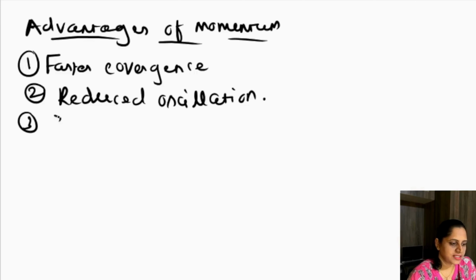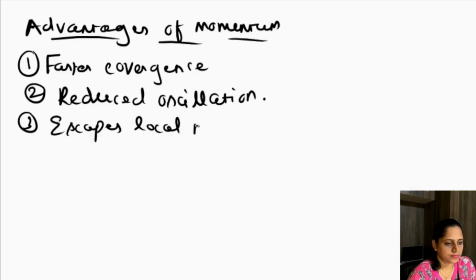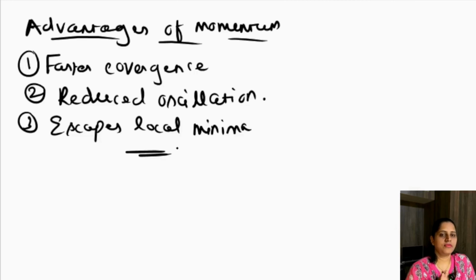Then it escapes local minima. We all know these three points are important for momentum because these are the three things it is overcoming as compared to your gradient descent. So with this, we have completed our momentum based optimizers.